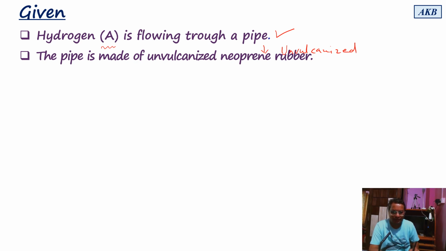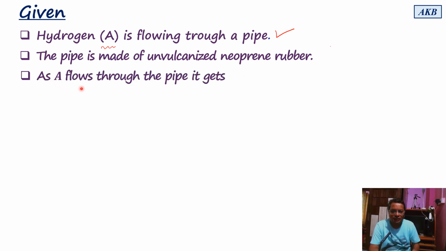Now let me erase what I have written, because you have that statement over here. The pipe is made up of unvulcanized neoprene rubber. Then as A is flowing through the pipe, it gets lost through the wall. So as hydrogen gas is flowing through the pipe, it is getting lost through the wall of that rubber pipe.